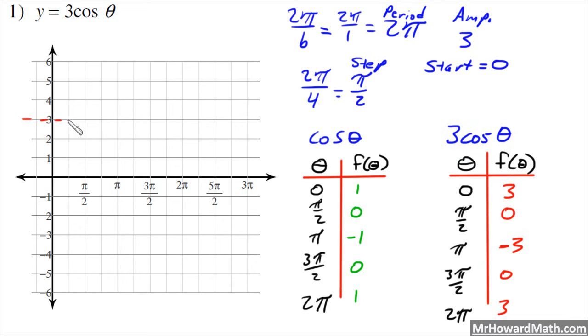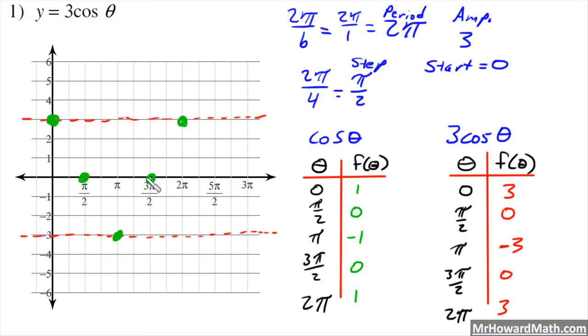So I'm going to put in some dashed lines here for our max. Of course, these are just lines to help us graph. They're not actually part of the graph. And then we'll start plotting our points. So we have 0, 3 right here. Then we have pi over 2, 0 right here. Then we have pi, negative 3 down here. 3 pi over 2, we're back at the middle. At 2 pi, we're back at the max.